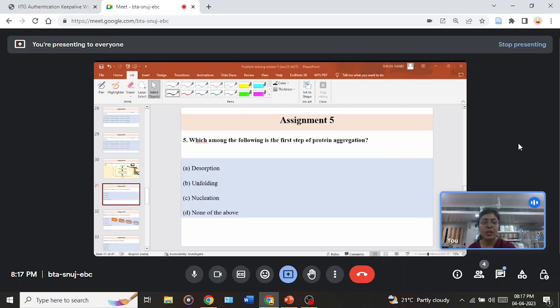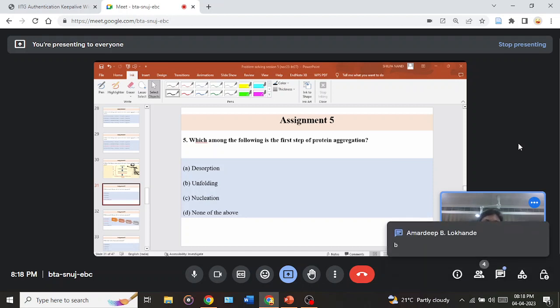Do you know what nucleation is? Formation of nuclei is basically nucleation, and just now we studied that nucleation is not the first step. It is basically your second step, right? So what would be the first step? Sorry, nucleation is your third step, right? Okay, yes, I got the answer as B.